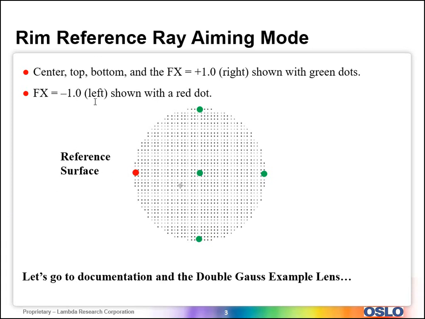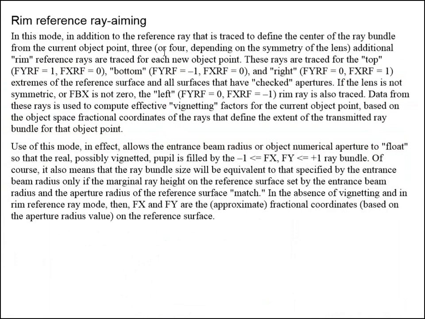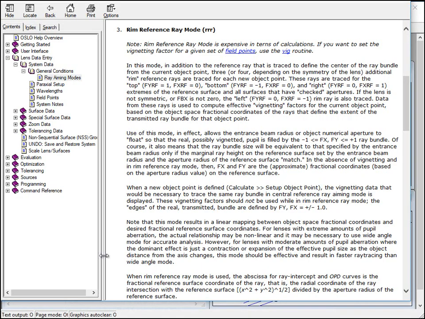So let's just take a quick look at the documentation and the double Gauss example afterwards. This is the optics reference, and it's very similar to what I've just said, with a little bit of extra detail. This is one of the cases where the online documentation actually has a little bit more information. If you go to the help in the program, you get quite a bit of text on the rim reference mode. Go to the ray aiming modes and go down to the rim reference ray mode.